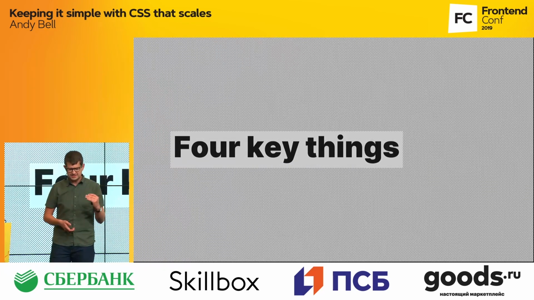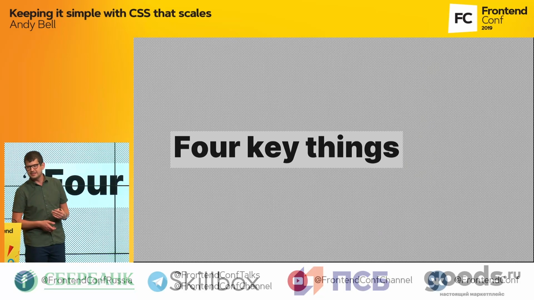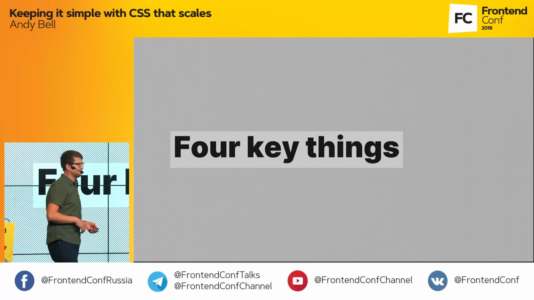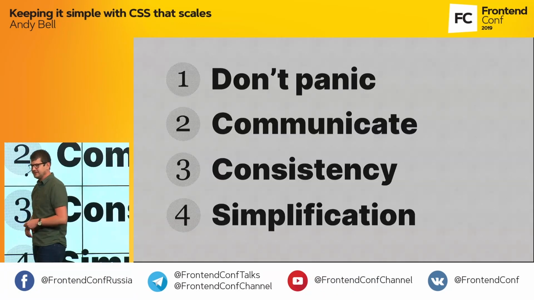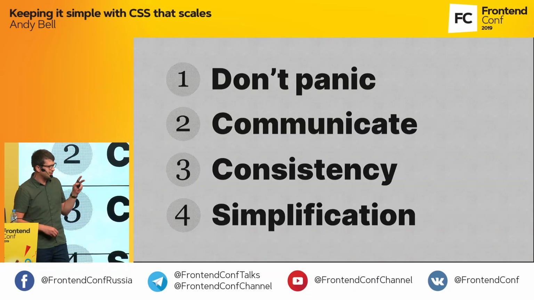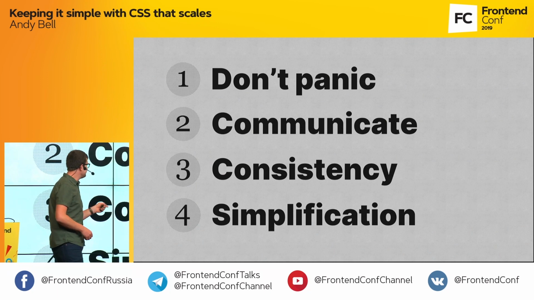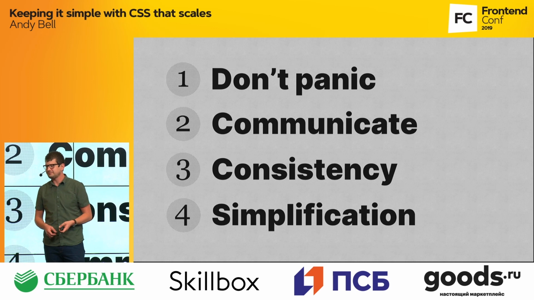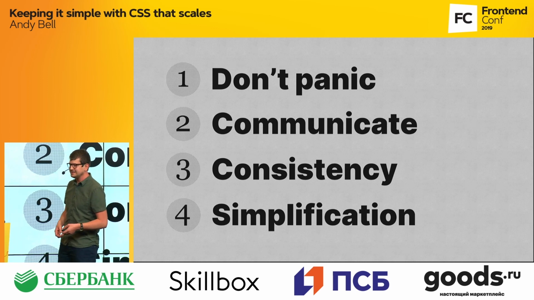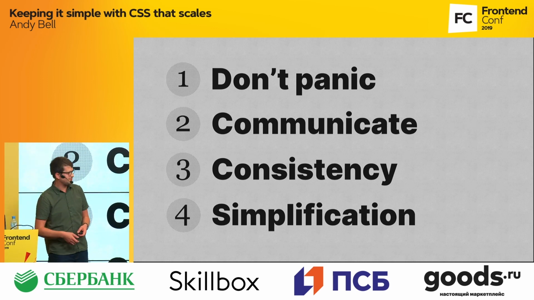So what I'm going to do for the rest of this talk is split it into 4 categories, so 4 key things. And there'll be this little progress screen, so you can see just how long you've got to endure me for. So it's not too long, don't worry. And here they are. So we've got don't panic, communicate, consistency, and simplification. I could package all this up as DCCS and really mop up the Twitter retweets, couldn't I?